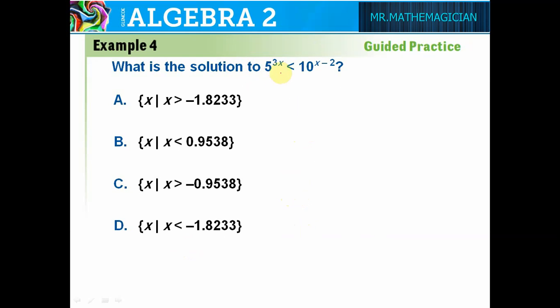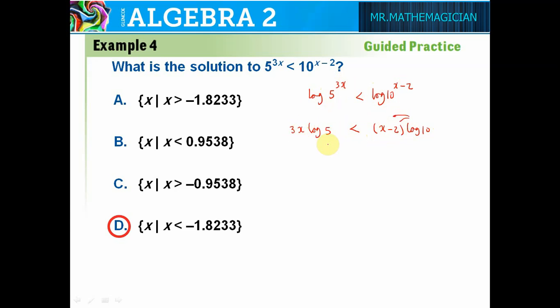This is your turn to solve. Pause the video and try to choose the accurate answer, and you will find it D. Why is that? Because we are going to take log for both sides. So log 5 to the 3x is smaller than log 10 to the x minus 2. Now drop the powers. 3x log 5 smaller than, in a bracket, x minus 2 log 10.